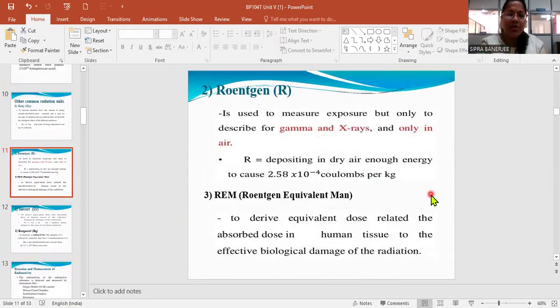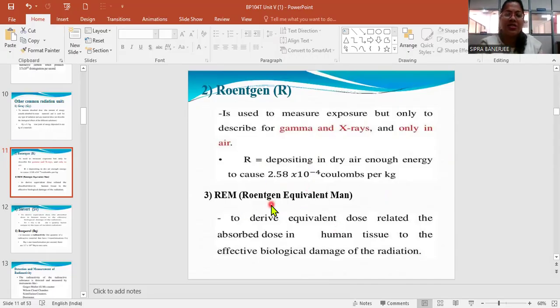Now, another radioactive unit is the Röntgen. That was also named after a scientist, Röntgen. I cannot recall the full name, and it is used to measure exposure, but only for gamma and X-rays, and only in air. One Röntgen is the radiation depositing enough energy in dry air to produce 2.58 into 10 to the power minus 4 coulombs per kg. That means per kg of dry air, it produces 2.58 into 10 to the minus 4 coulombs of charge if we measure the radioactivity in dry air.